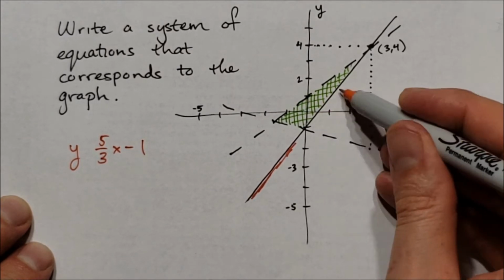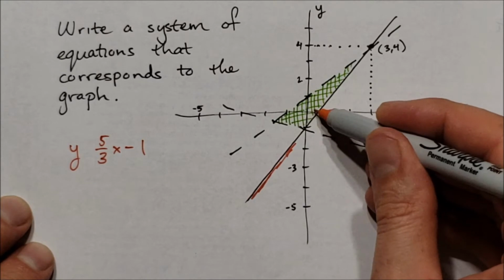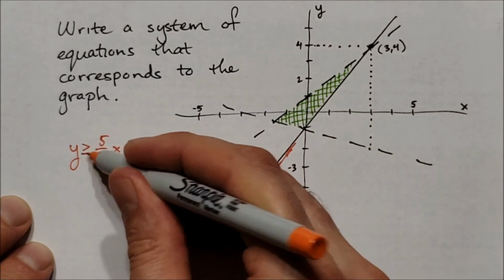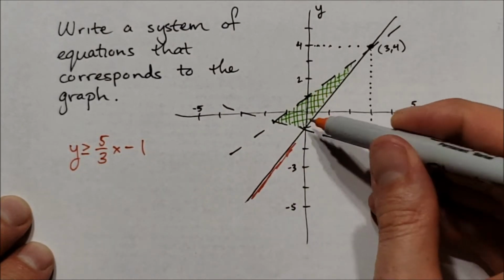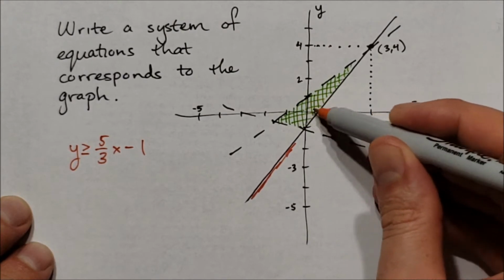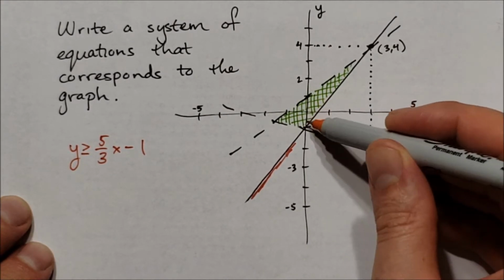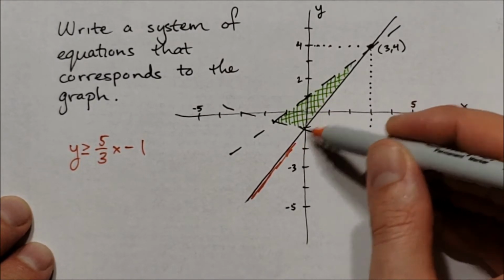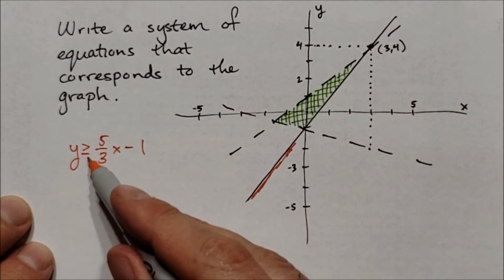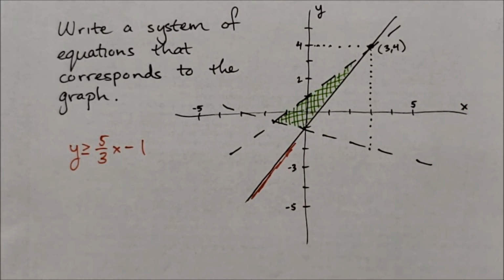It's including the line because it's solid, so it is a greater than or equal to. Greater than or equal to, because again, we're looking at all the shaded area, the values that are greater than, or above, that line. Again, solid line, so it's or equal to. Next one.